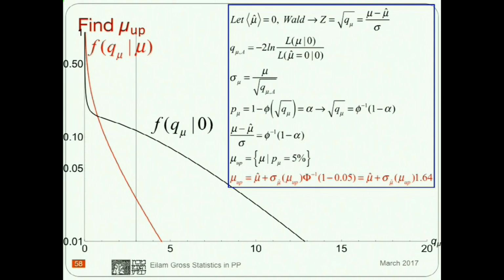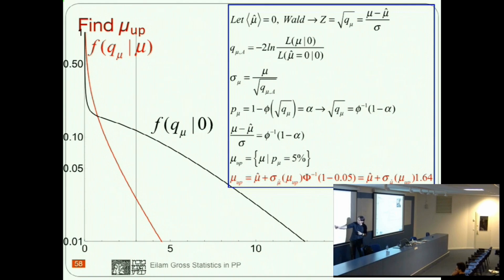So from this, I open this, and I get mu up is mu hat plus sigma of mu hat, evaluated at mu up, times phi minus 1 of 1 minus 0.05 if I'm looking for 95% confidence level. So it simply becomes mu hat plus sigma of mu hat at mu up times 1.64.